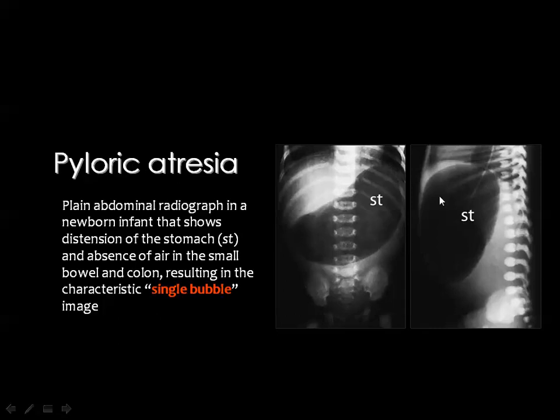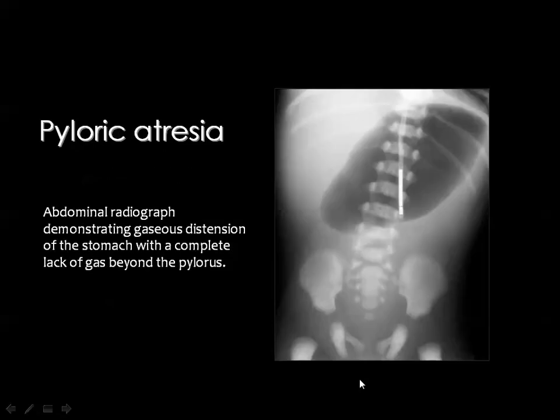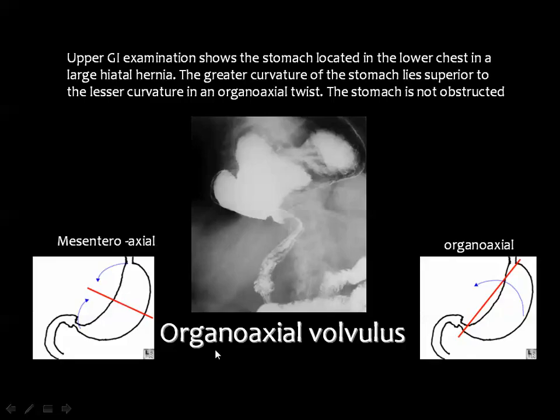Then the patient will swallow air, and you got the stomach distended with air, with no air in the rest of the abdomen. This is known as single bubble sign, which means that the air is only located within the stomach. And this is also a single bubble sign. You see the nasogastric tube in the stomach, no air in the rest of the abdomen, diagnostic of pyloric atresia.